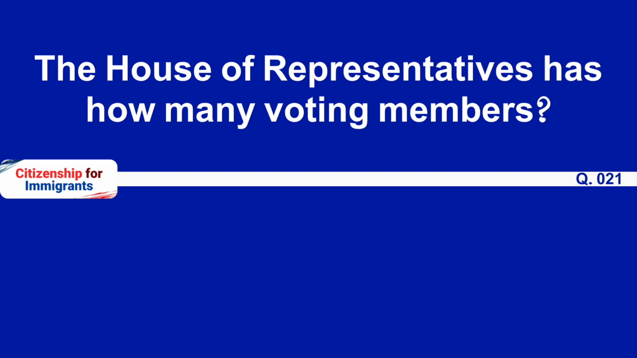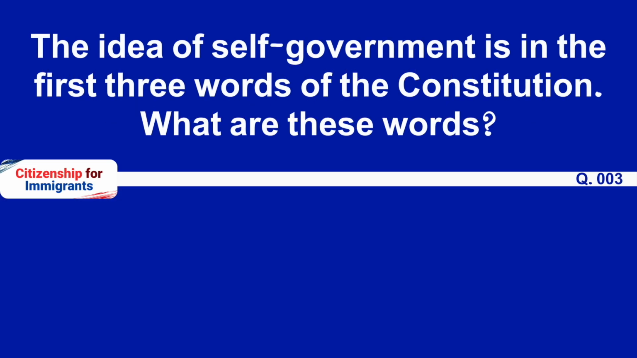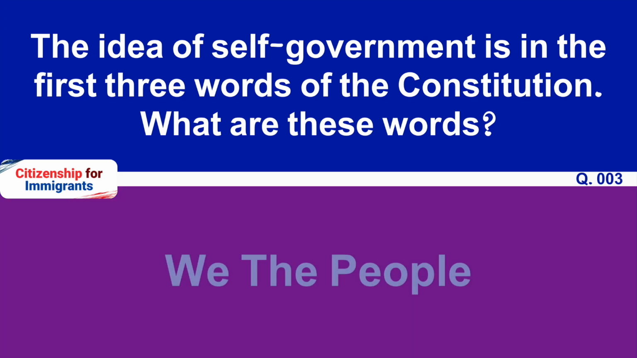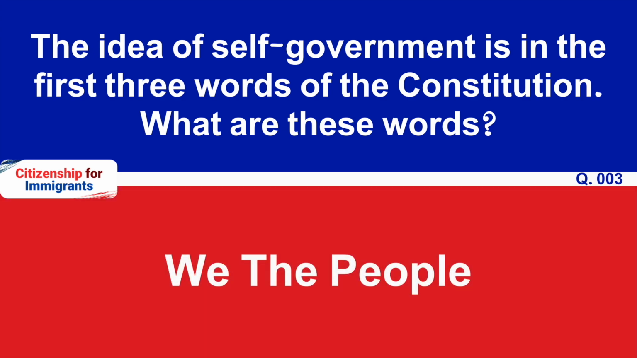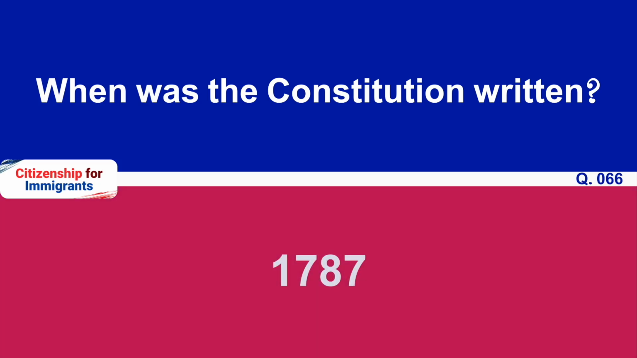The House of Representatives has how many voting members? 435. The idea of self-government is in the first three words of the Constitution. What are these words? We the people. When was the Constitution written? 1787.